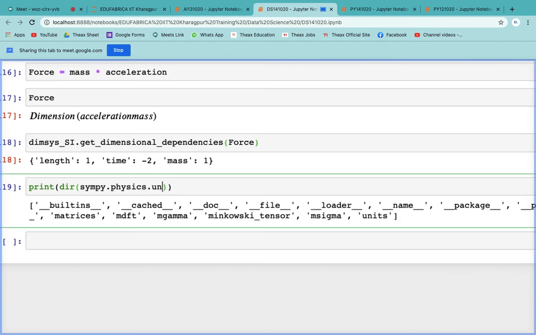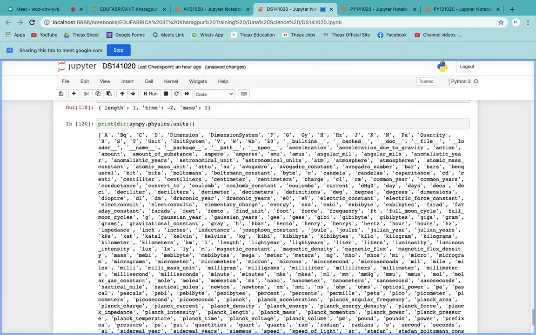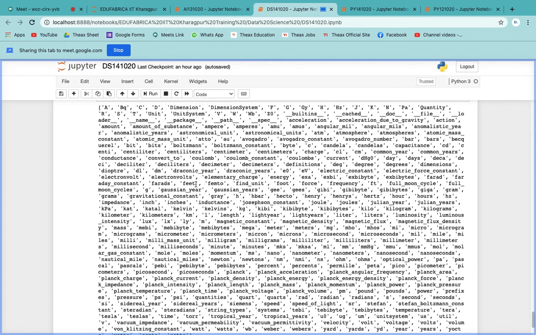In units, what more do you have? You have all these things in the units. I think you won't get these on the internet even if you search. Acceleration, acceleration due to gravity, action, amount of substance, ampere. I think this might also help you in engineering, in your colleges. You might get some new unit names from here if you haven't studied. Okay, moving further.